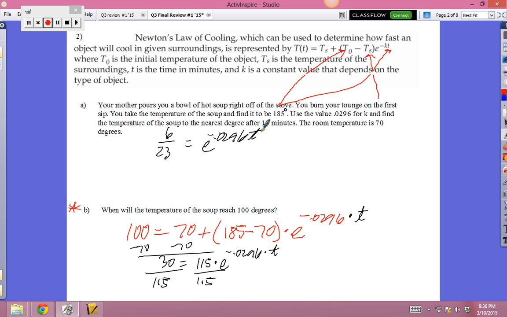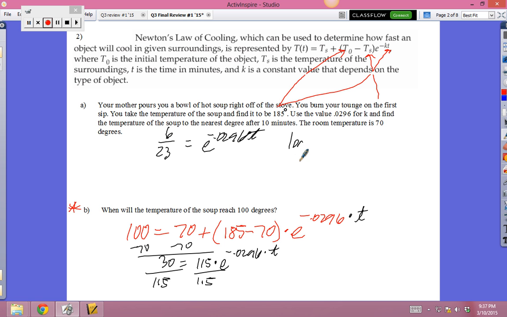Okay, now T, before we can get rid of this negative 0.0296 times T, we've got to ditch the e. We've got to ditch the base of e. So T is an exponent, e is the base, and how you undo a base is you do a logarithm. So the only way we're going to solve for T, if T is in the exponent and you want to undo this base, you've got to do a logarithm. So you just morph this into a logarithm.